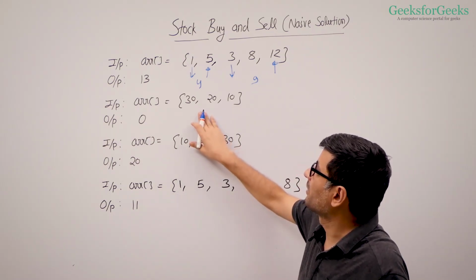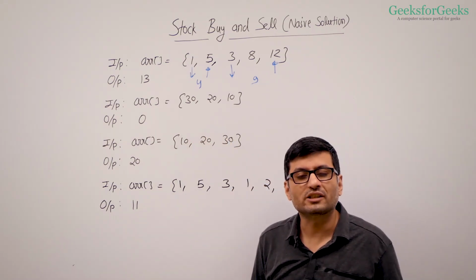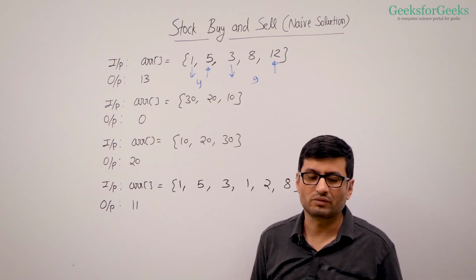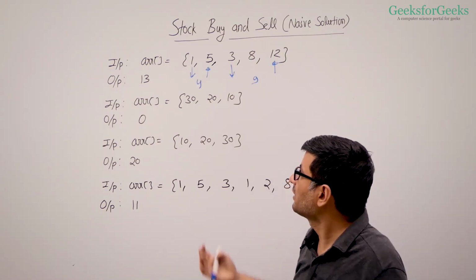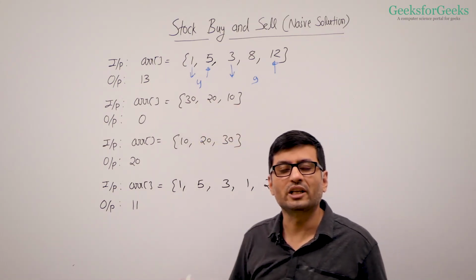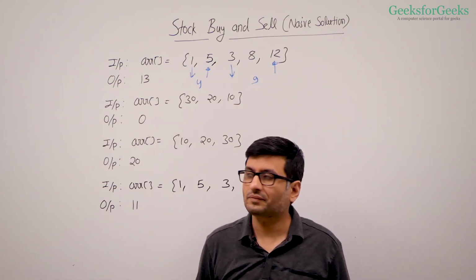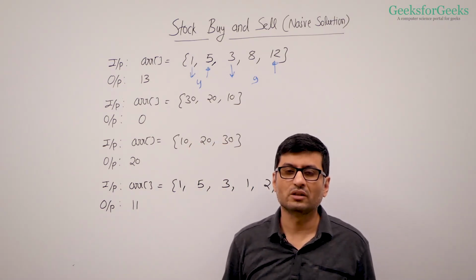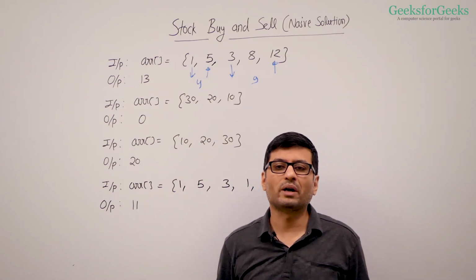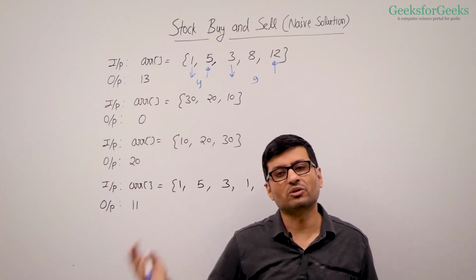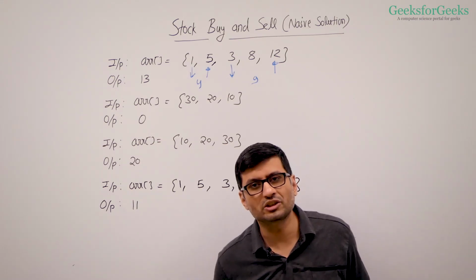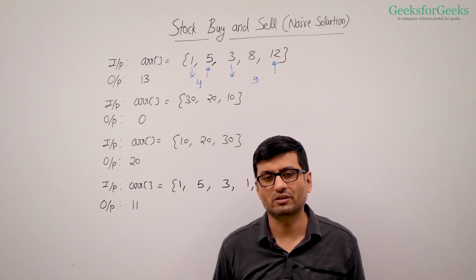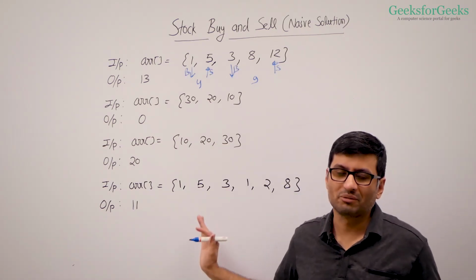Now let's see this example. If your prices are sorted in decreasing order, then you can never get any profit, because whatever day you buy, you have to end up selling it at lower prices. If your prices are sorted in increasing order, then you can always buy the stock on the first day and sell it on the last day. Because it's increasing order, you will get the maximum profit by buying on day 1 and selling on the last day.